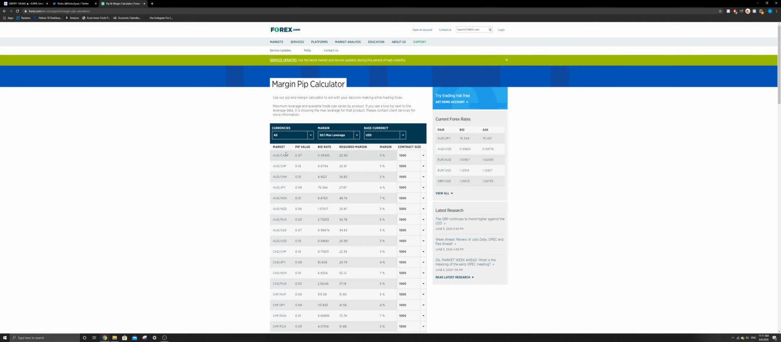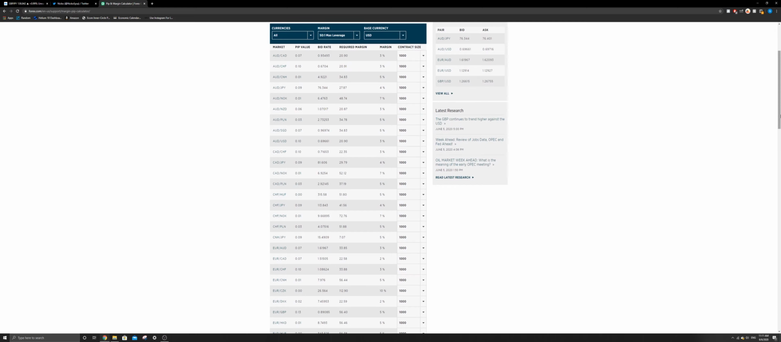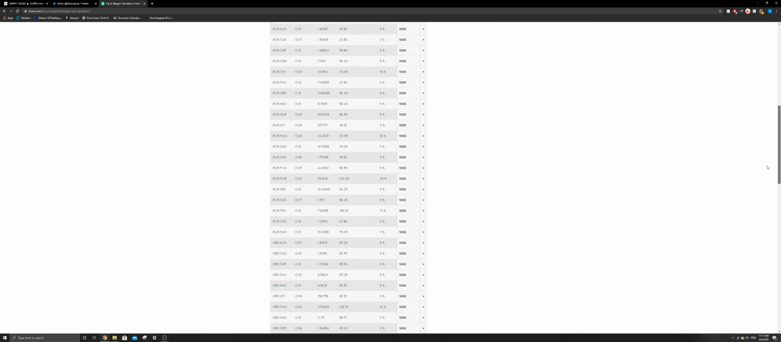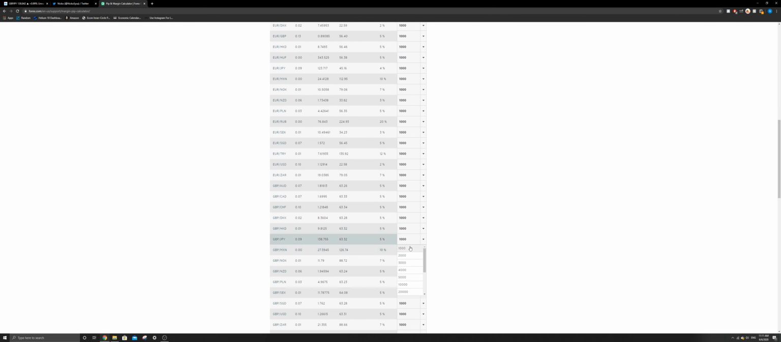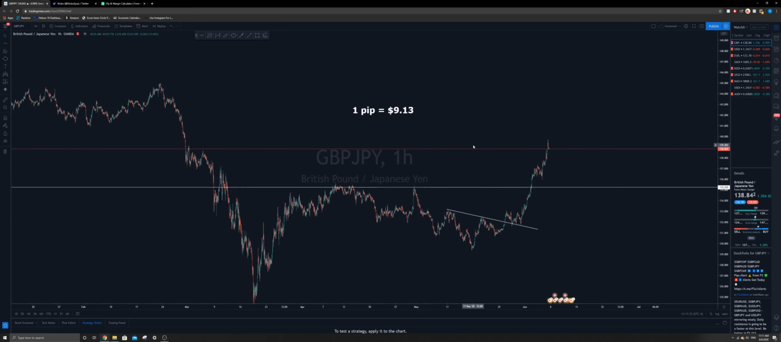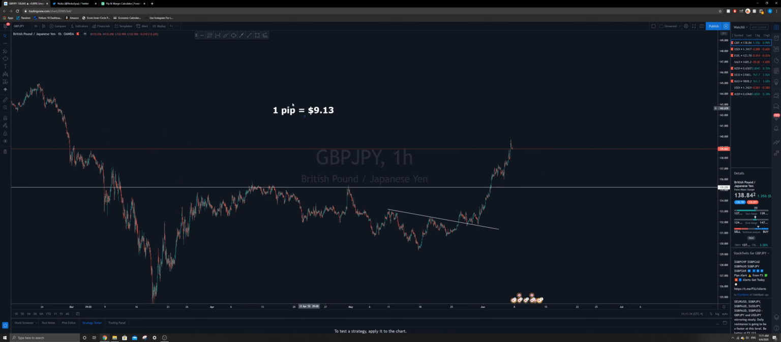This is our currencies. All of our currencies will be shown here. Let's go on GBP JPY. We put down 100,000 because that's a standard lot. So one standard lot will give us $9.13. Let's put it into text here real quick. One pip equals $9.13, and that is for one lot.